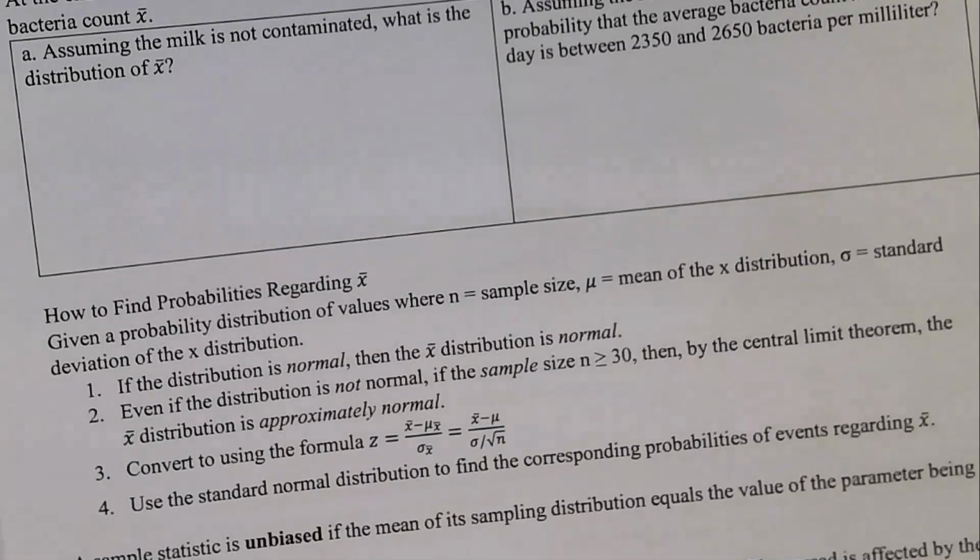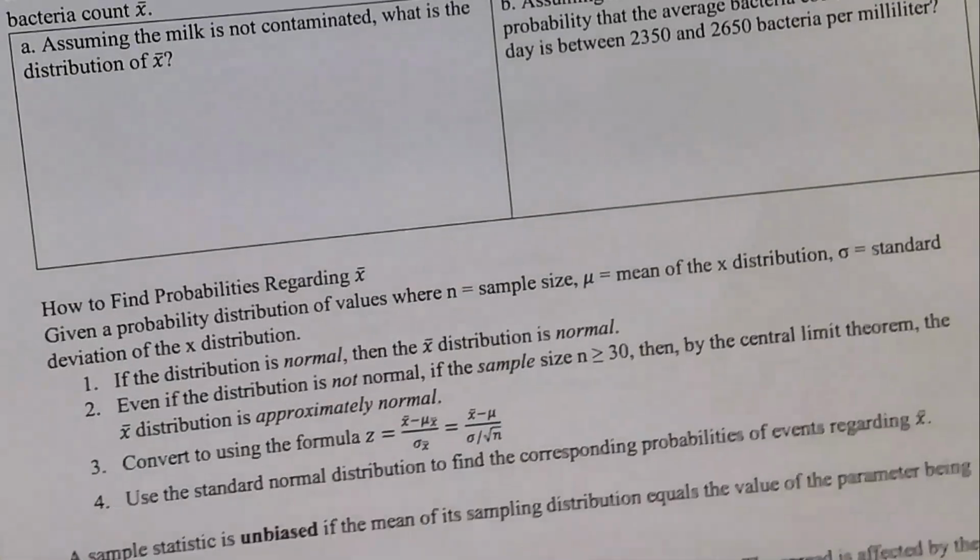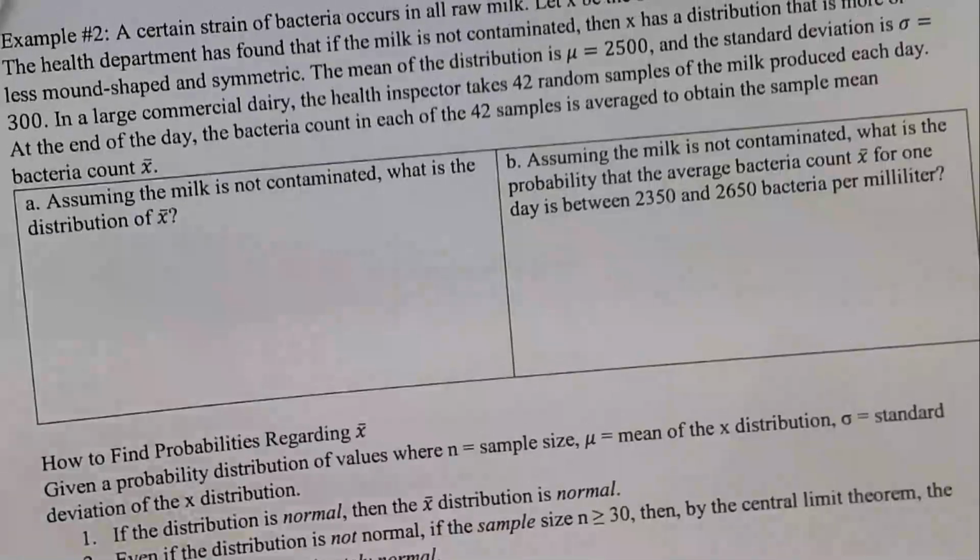Able to use the normal distribution. So to be able to use a normal distribution for a sampling distribution, one of two things has to be true. One, they have to tell us that it's normal, or they give us characteristics that the distribution be normal. Or two, the central limit theorem has to be satisfied.